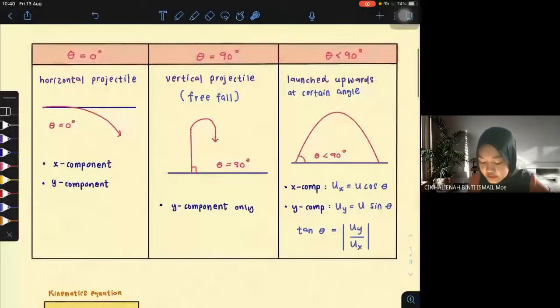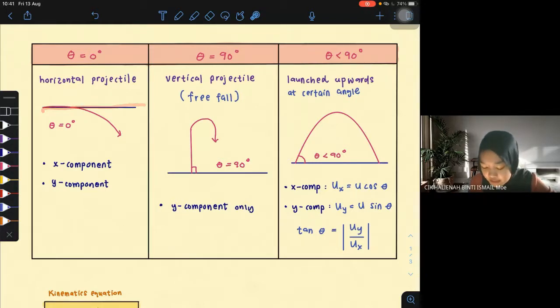Okay, so we have three types of projectile here. First is when the angle is 0, which we call horizontal projectile. Basically this is just a picture, it's not exactly like this, but usually we will have an object that travels at 0 angle. Usually its movement goes downward like this, from any point. It can be from a building, from a higher place, usually from a higher place.